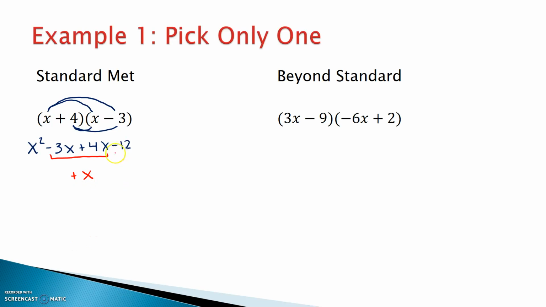Now don't forget, what do I do with the -12? I can't combine it with anything, so it gets brought down. I can't do anything with the x squared, so that also gets brought down as well. That is our final answer there: x squared plus, if you want to throw in the 1, you can, -12.